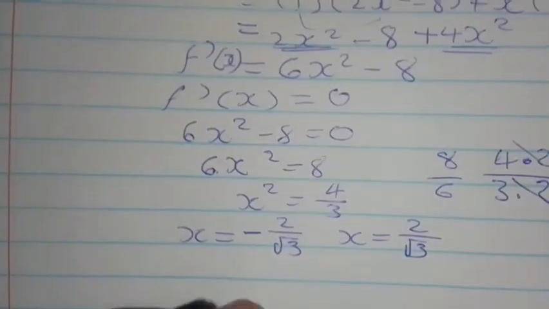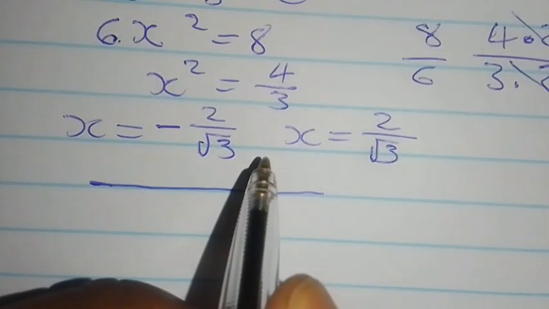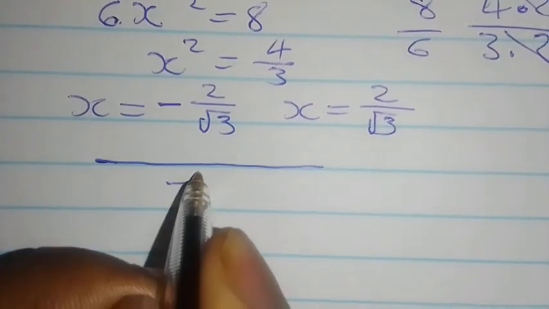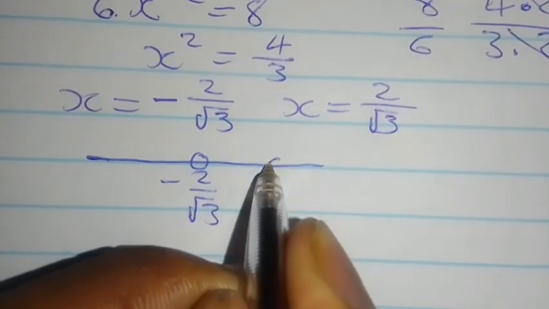Then there are multiple ways you can solve this. I'm just going to use the number line. It's easier with the number line. You can also use the table method if you want. Then I plot my critical numbers on the number line.